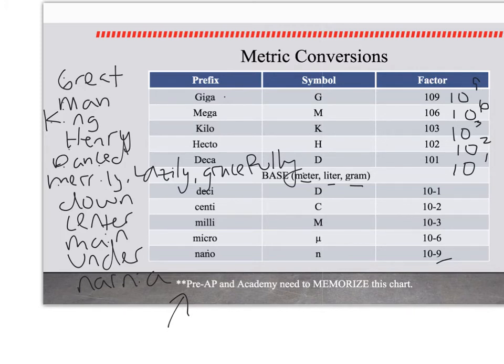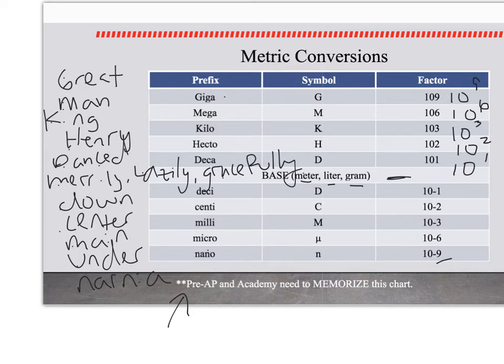So we had the GMK HD, meter, liter, gram, that is your baseline. The mlg is your baseline, down the DCMU. So the first letters all represent the order of the prefixes here, so that can relate to their symbol.